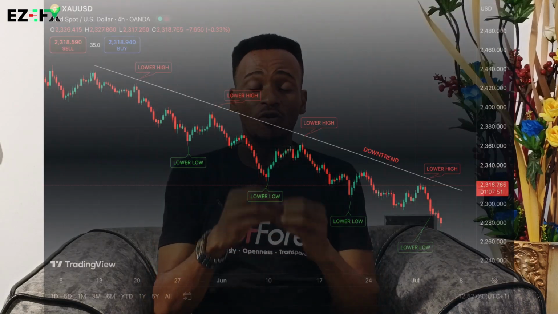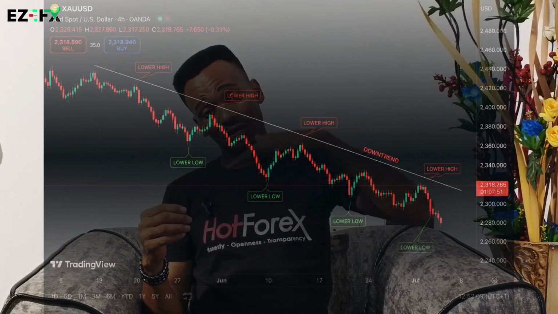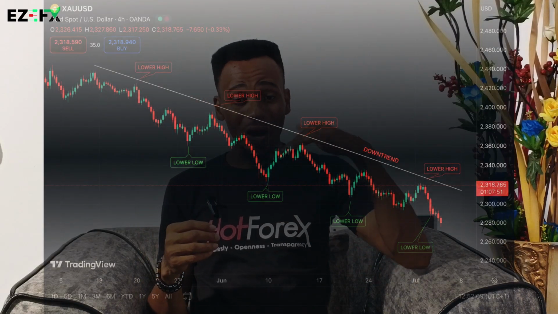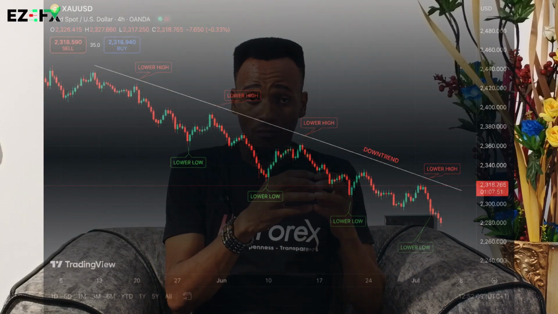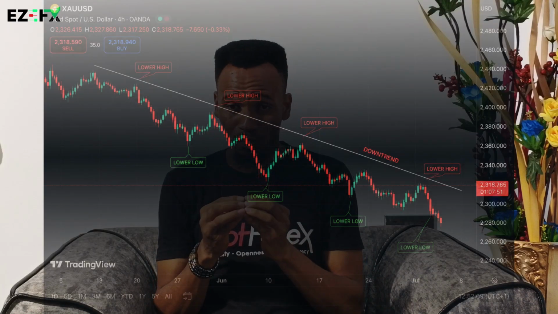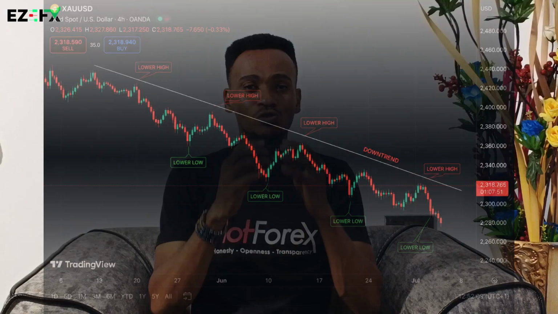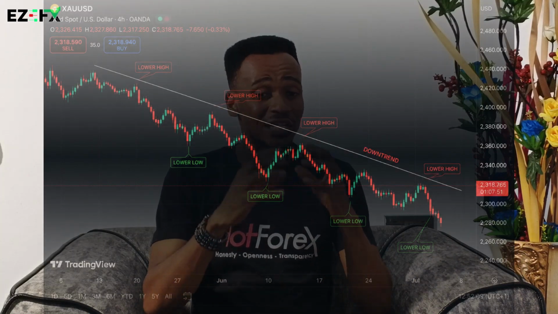Price forms lower lows and lower highs, just like climbing down the stairs too. Lower highs and lower lows. That's what price forms in a downward trend. So instead of trying to catch the bottom, experienced traders usually wait for price to retrace before looking for selling opportunities.